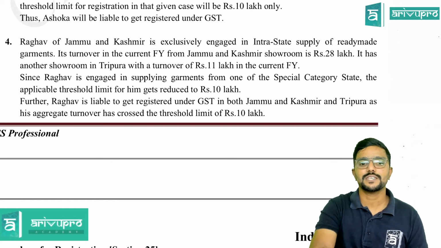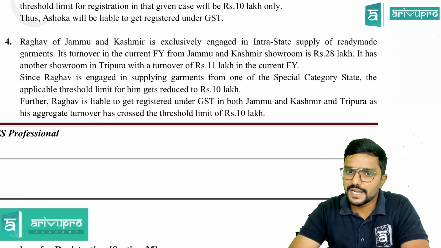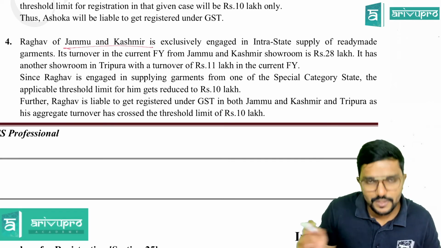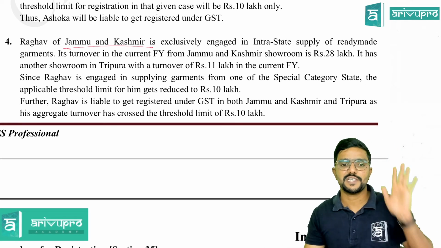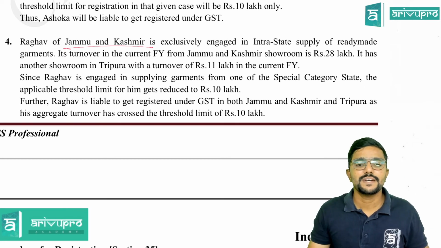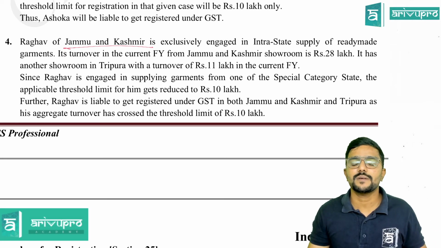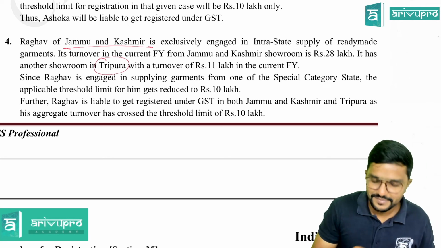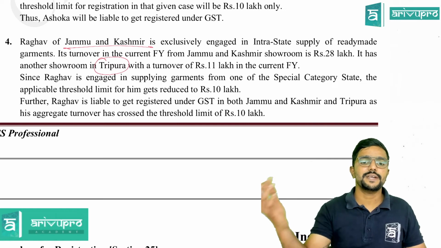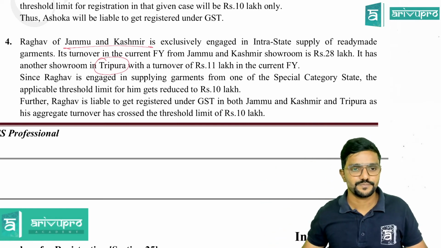Raghav of Jammu Kashmir is exclusively engaged in intra-state supply of ready-made garments. Its turnover in the current financial year, so Jammu Kashmir, normal states. It is not a special state here under GST, means for registration. Its turnover in the current financial year from Jammu Kashmir showroom is 28 lakhs. It has another showroom in Tripura, special state, with a turnover of 11 lakh in the current financial year. So totally 28 plus 11, 39.